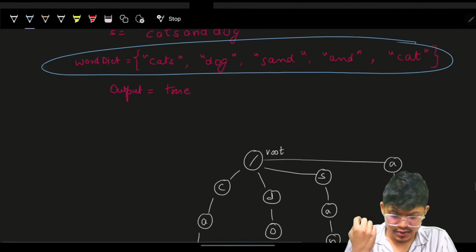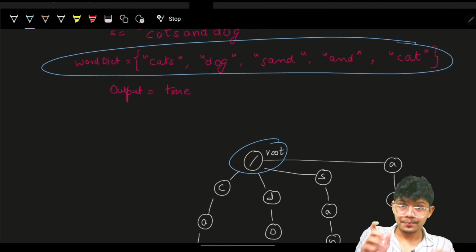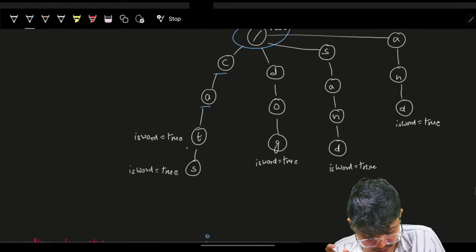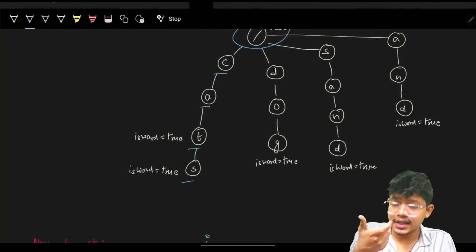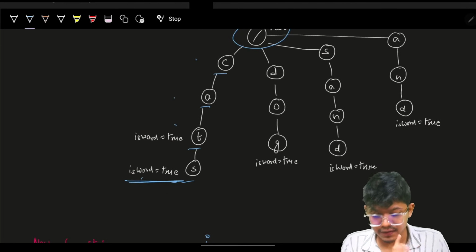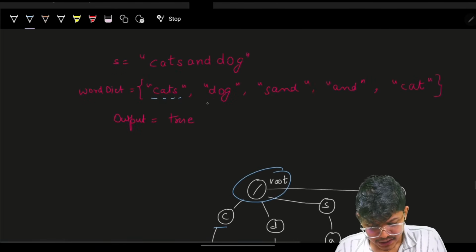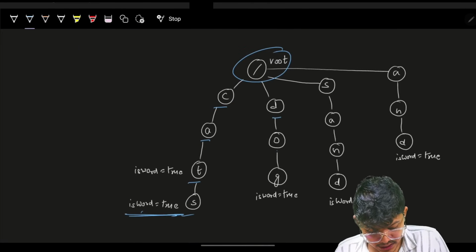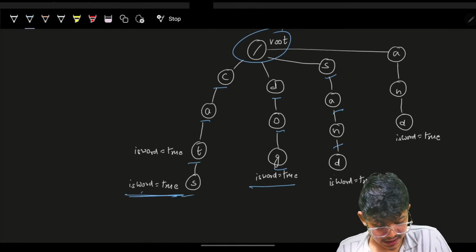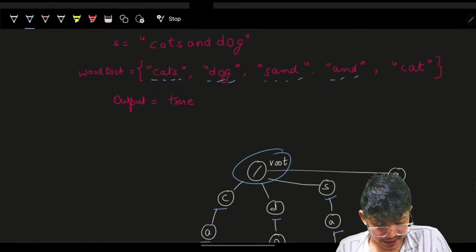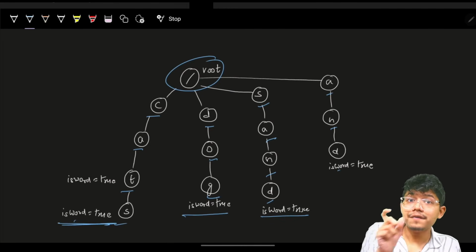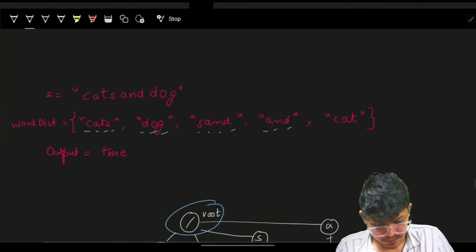Now a trie simply says we will have a root. After the root, I will try to build this trie: CATS. As soon as you end at that character, you mark whether that word is possible to make, so is word is true. The rest of them will have is word as false. Then you get DOG, which is for sure also true. Then SAND, that is also true. Then AND. So you saw, I am making another branch for every new character which I am encountering. That's also true.